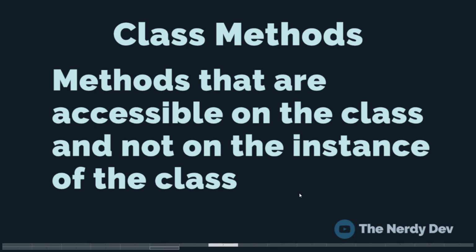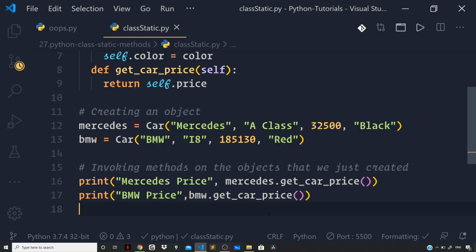Now as an example, if you modify the class variable, that change will get reflected across all the instances as well. So now we know what these methods are. Let us define a static and class method for our car class. So I'm back in my Visual Studio Code, and let us see how we can define a static method.